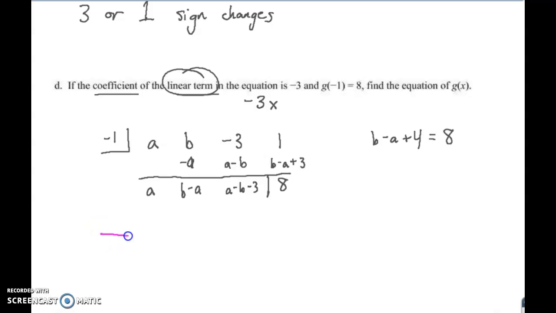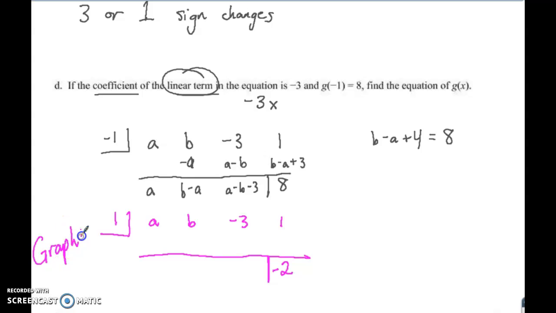So when x is 1, I can set up the same synthetic division, except it needs to equal, sorry, negative 2. And that's from using the graph. So the graph told me that. So it's the same arithmetic though, a plus b. But now it's easier because you're multiplying by 1. At least this is my opinion that it's easier.